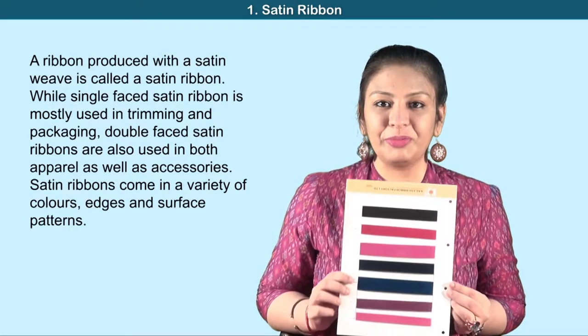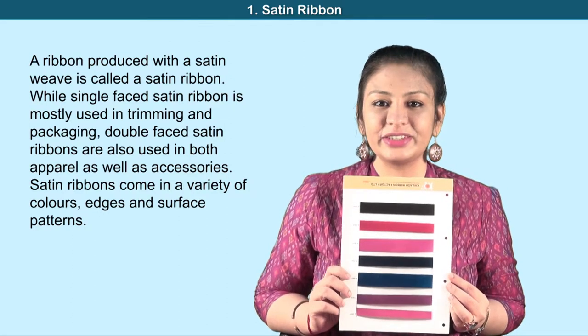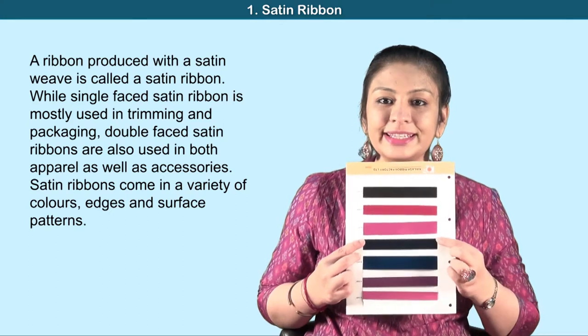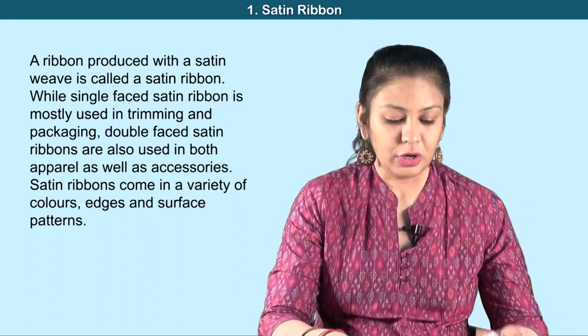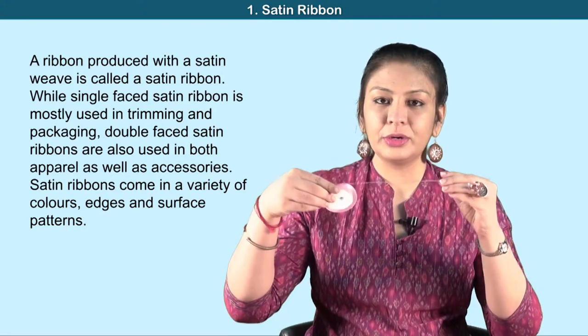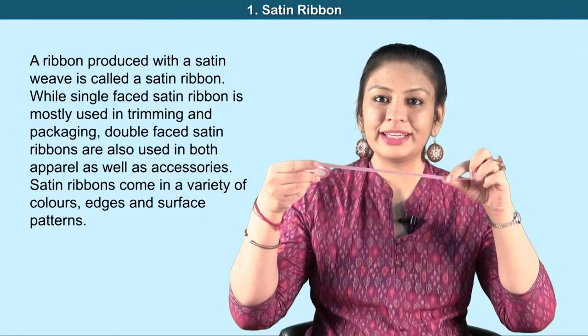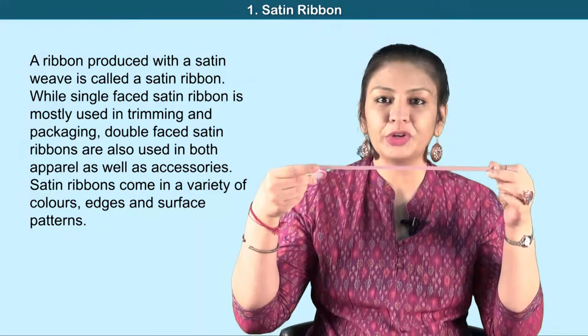The first type of ribbon that all of you might be aware of is satin ribbon. A ribbon produced with a satin weave is called a satin ribbon. You will often see it being sold in stores in rolls like this. You get it in different sizes, from 1/16 of an inch to 2 or 2.5 inches.